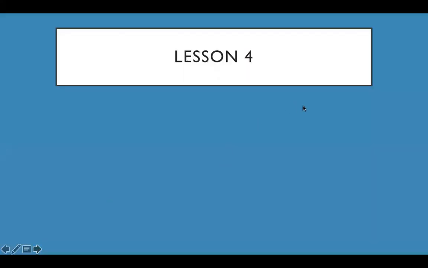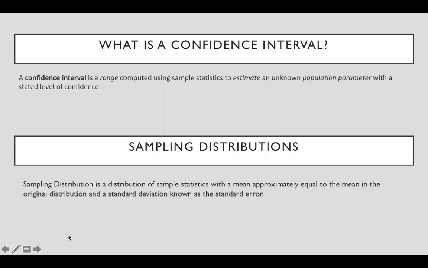Yeah, so now we're on to lesson 4. This is all about confidence intervals and getting into sampling distributions as well. Just a definition of a confidence interval: it's a range computed using sample statistics to estimate an unknown population parameter with a stated level of confidence. And then your sampling distribution has sample statistics with a mean approximately equal to the mean in the original distribution, and then your standard deviation, which is known as your standard error as well.